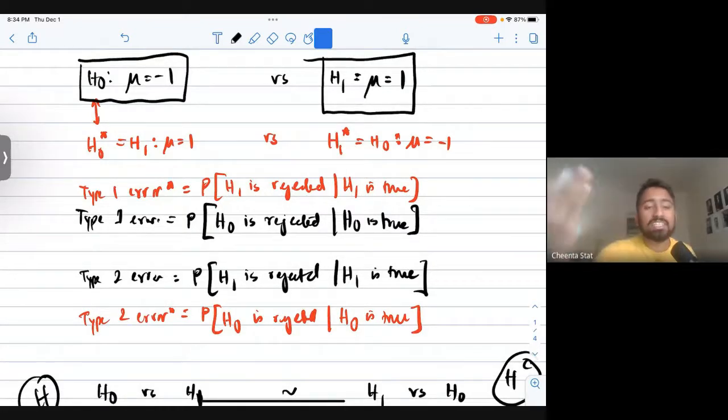Now, if we take the second case, the red case, and calculate the type 1 error, it is the probability that H naught star is rejected given H naught star is true. But H naught star is the same as H1. The hypothesis H1 is mu is equal to 1. So it's the same as the type 2 error.